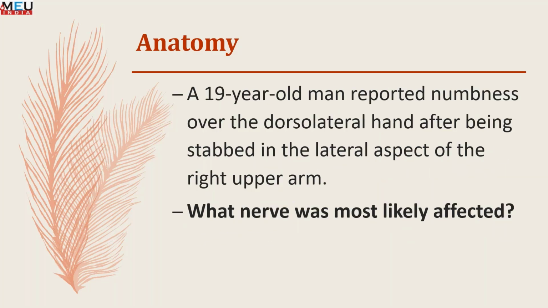Similarly, you can talk about a person who was stabbed in his right upper arm, and after the stabbing, he has numbness over the dorsolateral aspect of the hand, and which nerve is most likely to be affected. So if the student knows which nerve supplies the dorsolateral aspect of the hand, they can answer it, but now you are applying that knowledge here.